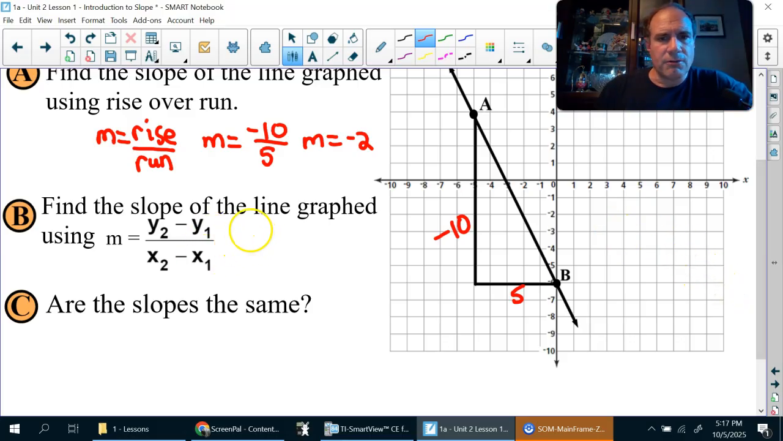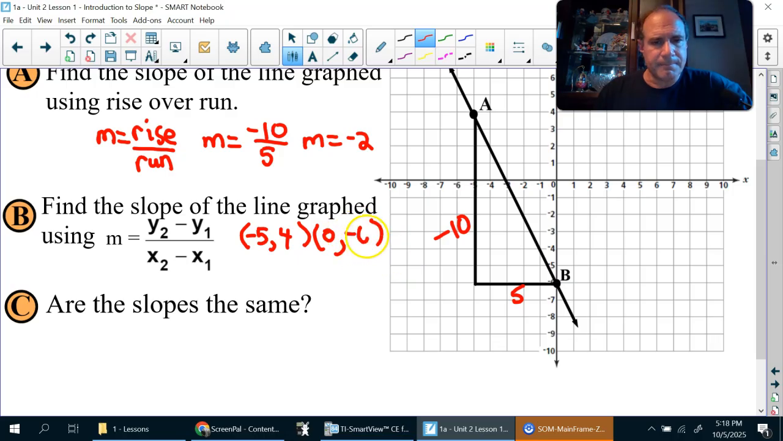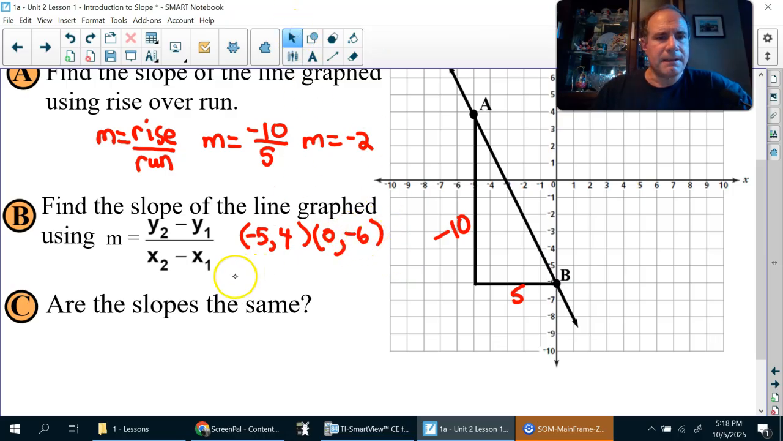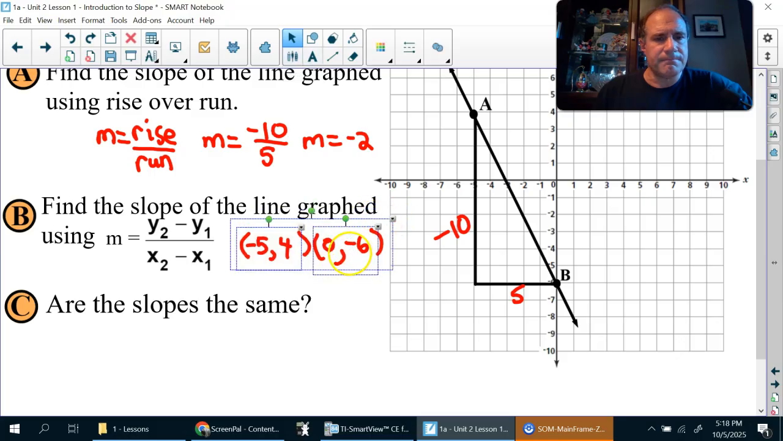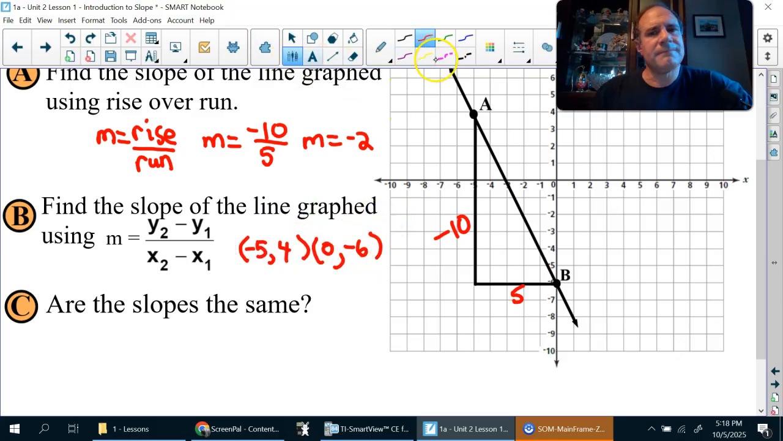So let's go down and find the slope with the formula. So we're just going to go ahead and put that formula down, but we have to have the coordinates first. So for A, it's negative 5. You see negative 5 going to the left and 4 up. Negative 5, comma 4. Then B is 0, 0 for the x, and negative 6 down. And those are the coordinates. If you're bad with coordinates, this is going to be a little rough, right?